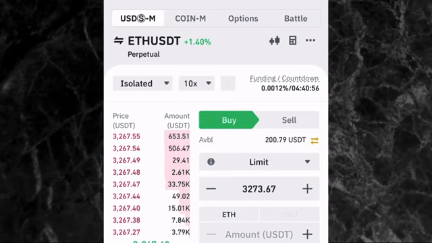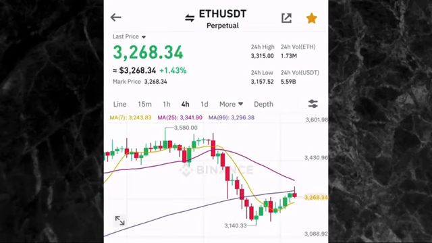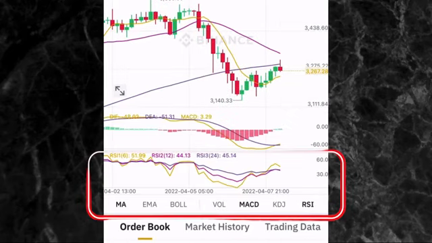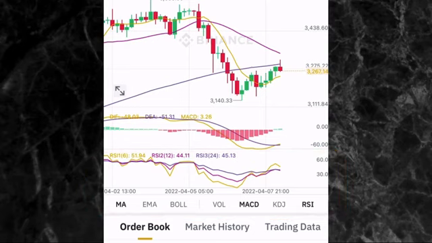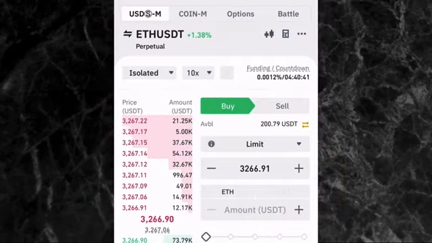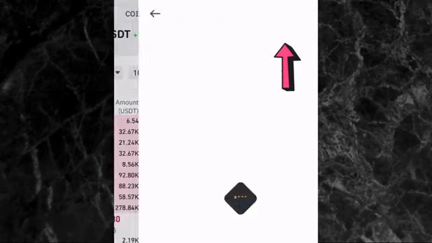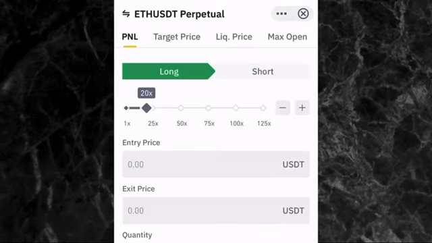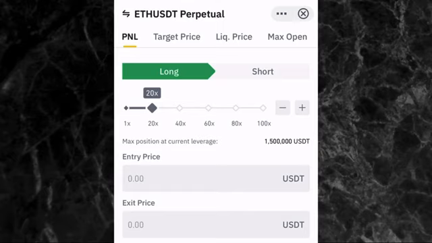Now the next thing I need to show you is where you can see the chart and do your analysis. So you see these two small candlesticks, you tap on them. And this is where you can see the candlesticks, and these are the indicators underneath, the different indicators that you can use. And also if you go back, the next thing is the calculator icon. For the calculator icon, this is where you can calculate different things to help you make profit on futures trading.